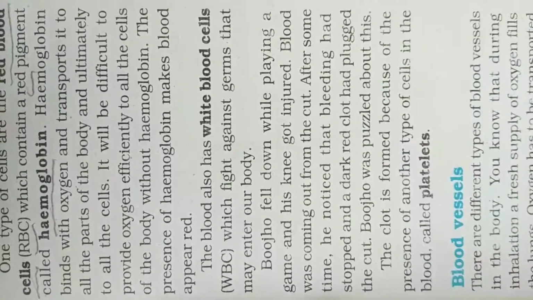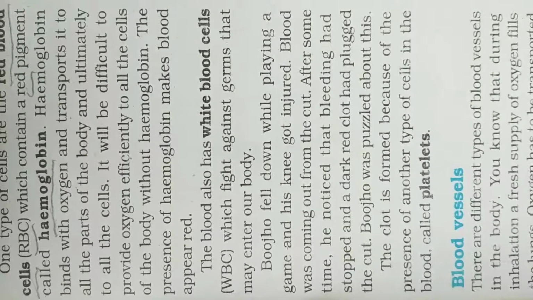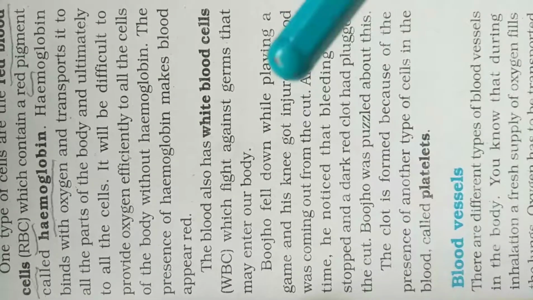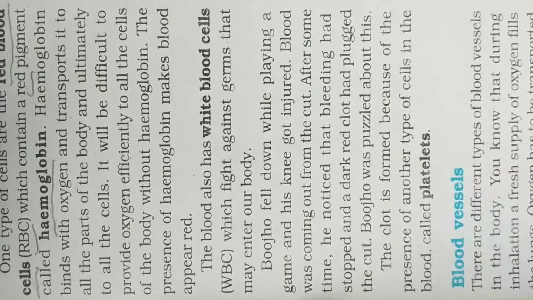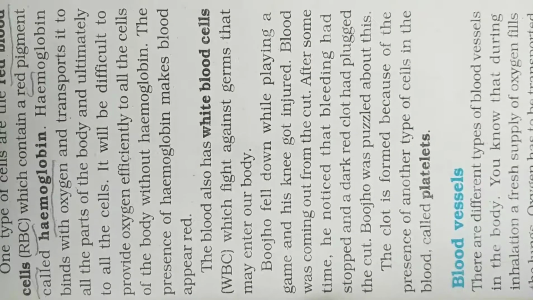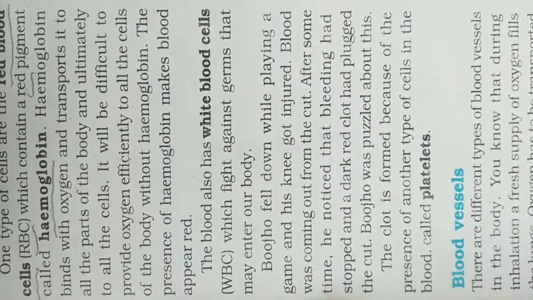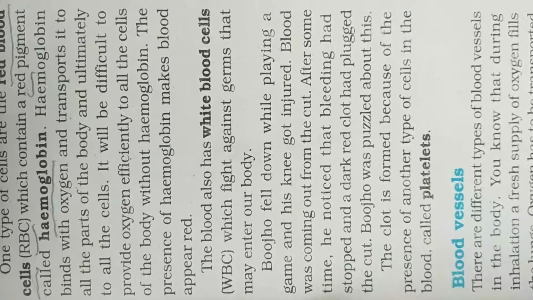So, three types of cells we studied in the blood. First, red blood cells, RBCs, containing hemoglobin. Then we saw white blood cells, whose function is to fight against the germs which enter our body. Again, the third cell we studied is platelets, and their function is to clot the blood when there is a cut on our body. So this was about blood, the first part of the circulatory system.